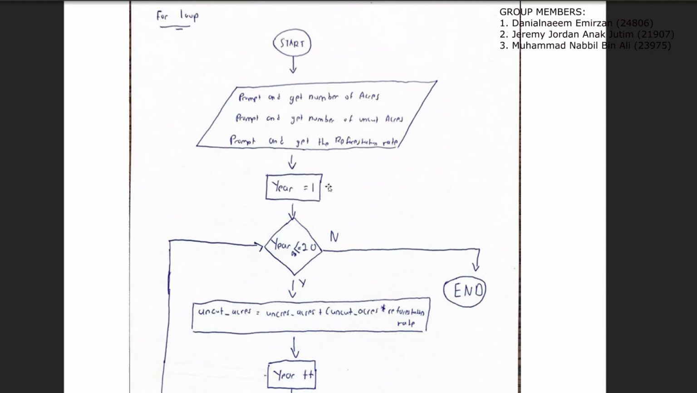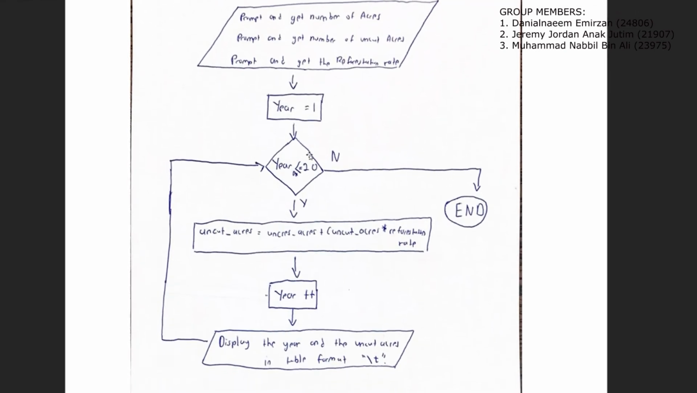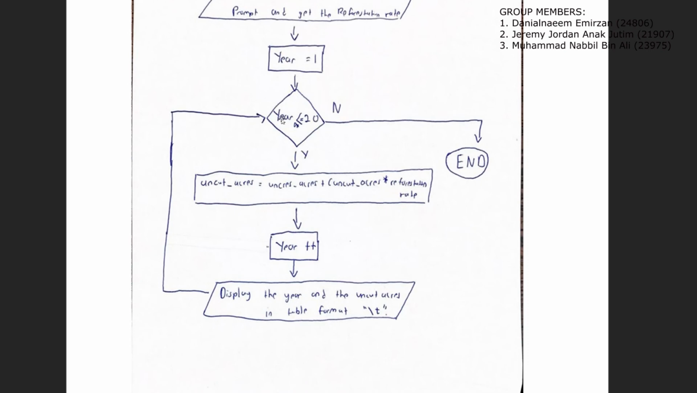It will run at year 1, and then the program will go to the next condition where the program will only run if the value is less than or equal to 20, which means that if the year is, let's say, 6, then the program will run. After the program meets the condition, it will follow the next formula: uncut acres is equal to uncut acres plus uncut acres times reforestation rate. And then after this, the year will go up to year 7, then the following year 8, year 9, year 10.